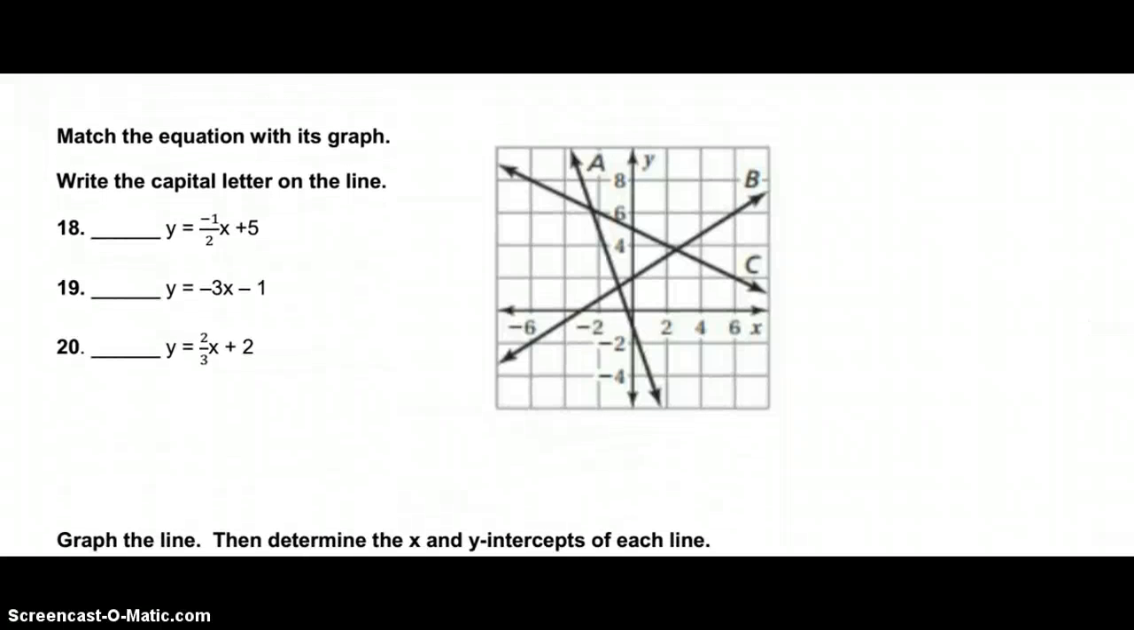Next page. Match the equation with its graph. Write the capital letter on the line. Well, just looking at this, I think the easiest way to go is just finding the good old B, my y-intercept, and that will let me know which of these is the equation to which line. So go through your graph, look at those lines, and find your y-intercept, your B.